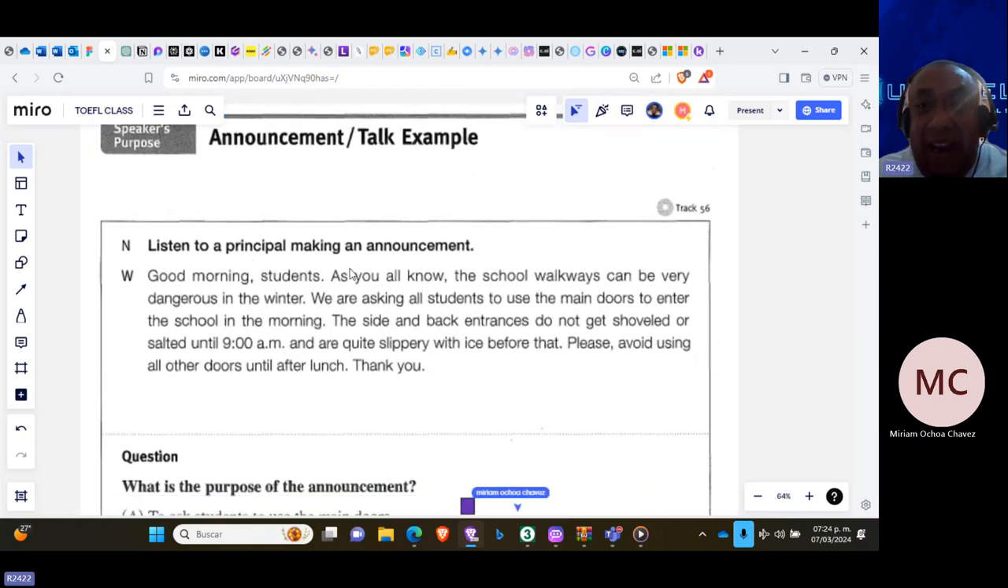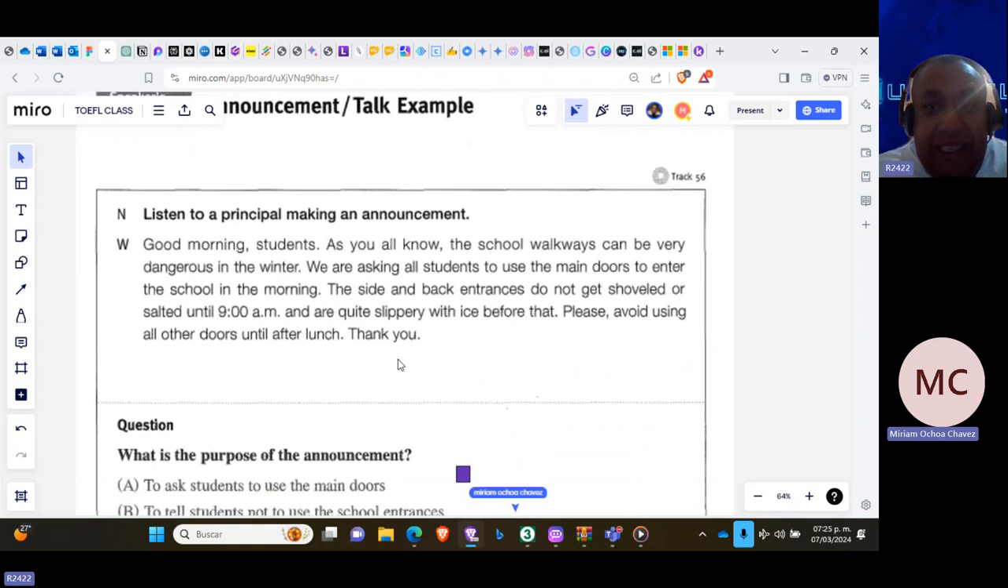It says, listen to principal making an announcement. Good morning, students. As you all know, the school walkways can be very dangerous in the winter. We are asking all the students to use the main doors to enter the school in the morning. The side and back entrance do not get shoveled, or salted until 9 o'clock a.m., and are slippery with ice before that. Please avoid using other doors until after lunch. Thank you.